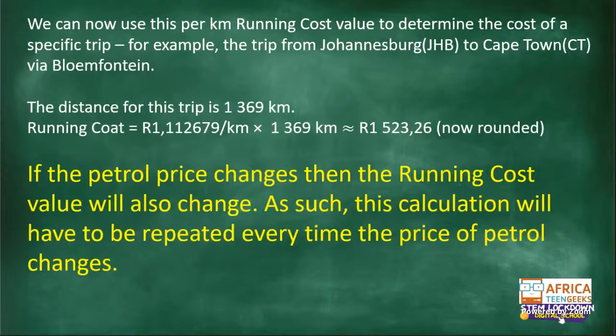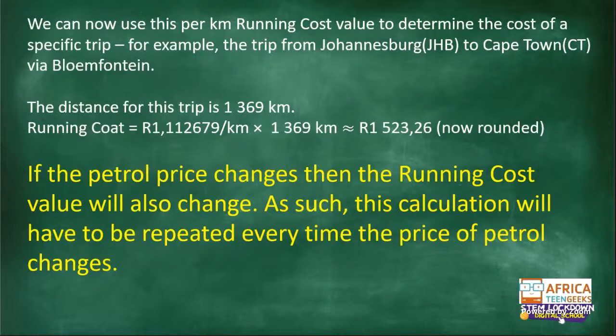So if you multiply the running cost, which is calculated as 1.112679 per kilometer, with the total number of kilometers for your trip, then we are going to approximately get 1,523 rands and 26 cents. Now you can round it off because this is the final amount.